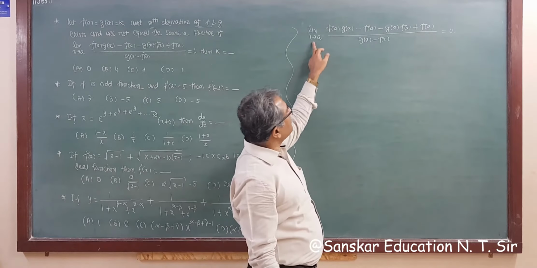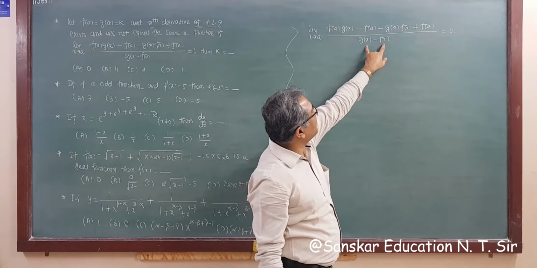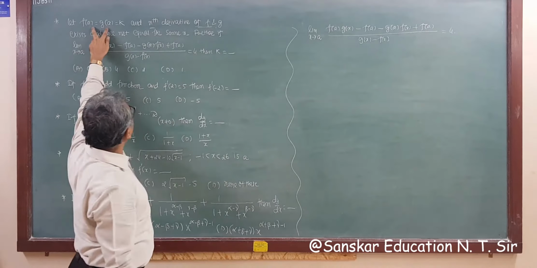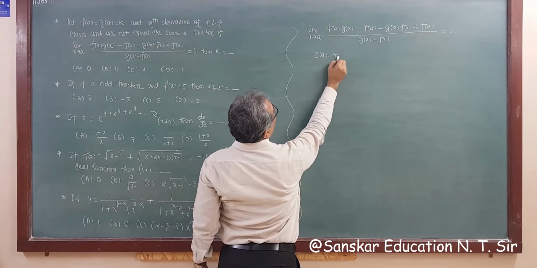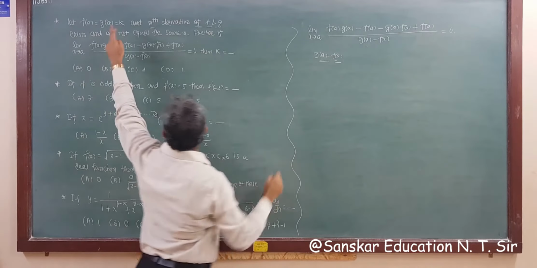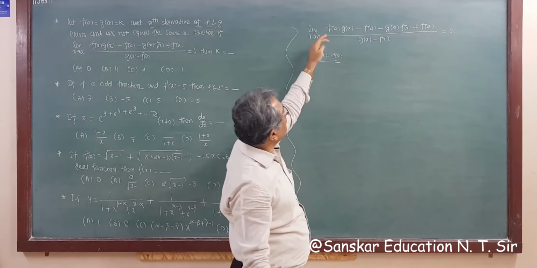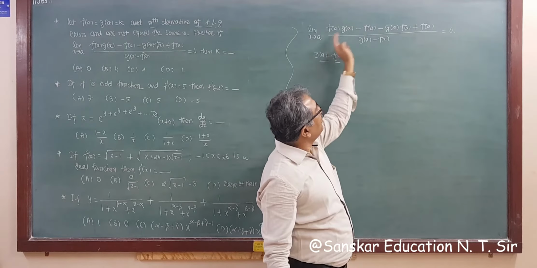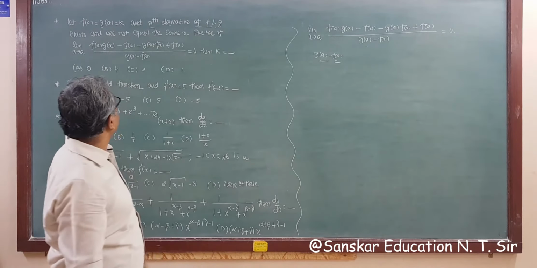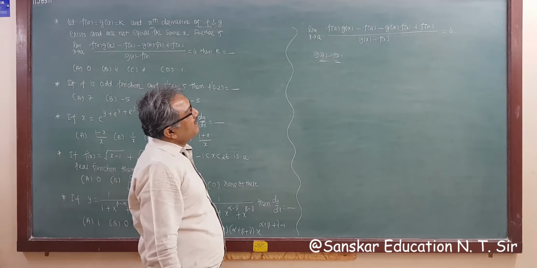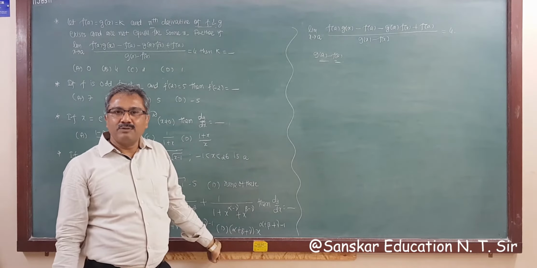Now if we substitute x equal to a here, the denominator g(a) − f(a), but g(a) and f(a) are both equal to k, so k − k, that is 0. Also if you substitute in the numerator, the numerator is 0 as well. So numerator is 0 as well as denominator is 0, right?